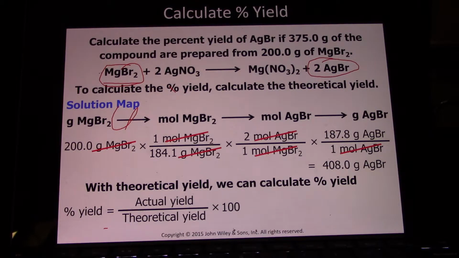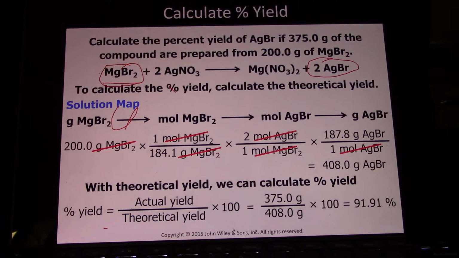So to get the percent yield, I take my actual yield, 375 grams, divided by my theoretical yield, 408 grams, times 100% to get 91.91%.